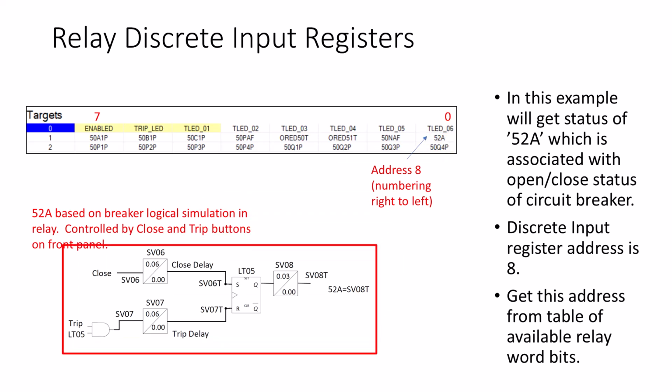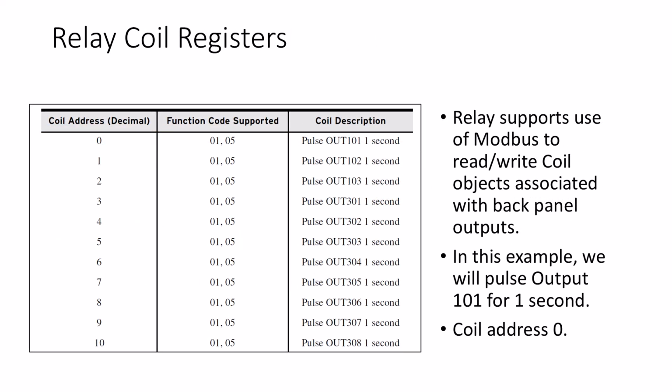Instead of using a physical circuit breaker, I've created a simulated breaker using the relay's internal logic gates as illustrated here. To demonstrate a coil write command, we will write to output 101, which is mapped to relative coil address 0. By toggling output 101 using the coil write command, we can observe the change in its state within the relay setup tool.